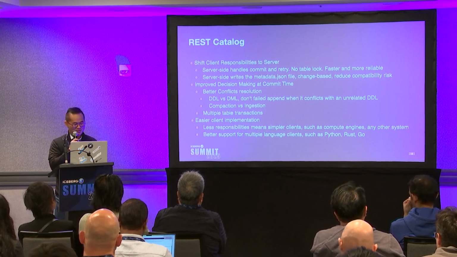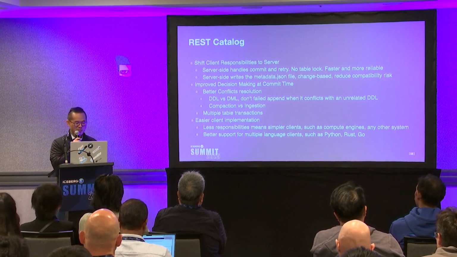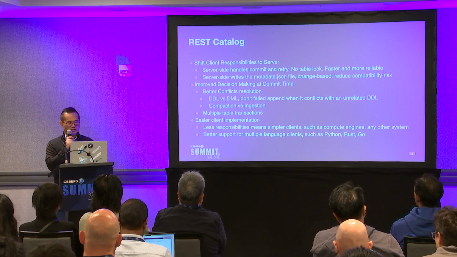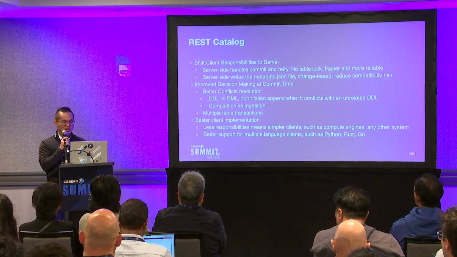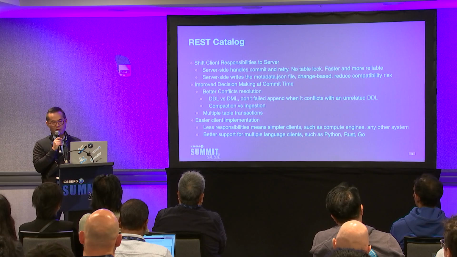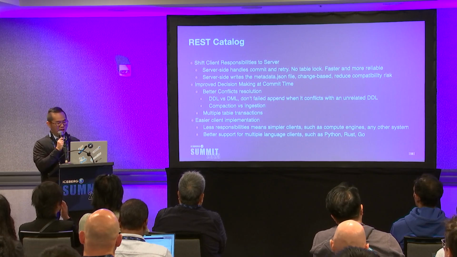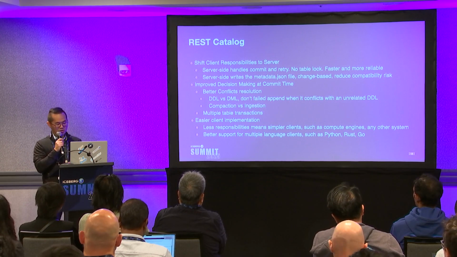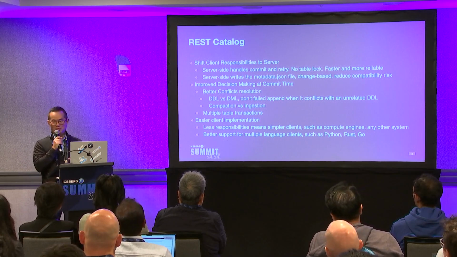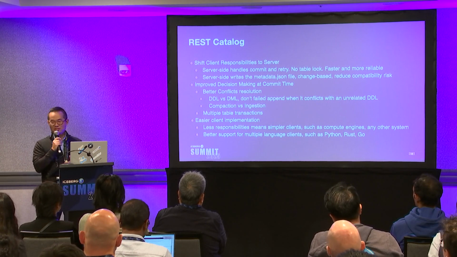Because it's a REST spec, the client implementation is actually much easier, right? We see so many REST clients. If you look at the Iceberg repo right now, we have Iceberg Python, we have Iceberg Rust, Iceberg Go, and all these languages have been enabled to talk to the catalog. In the very beginning, they only worked with the REST spec. Later, they tried to explore more, but REST spec is so easy to implement.